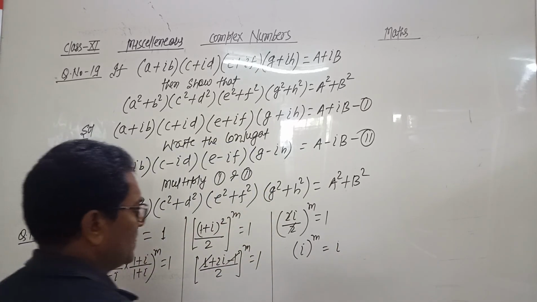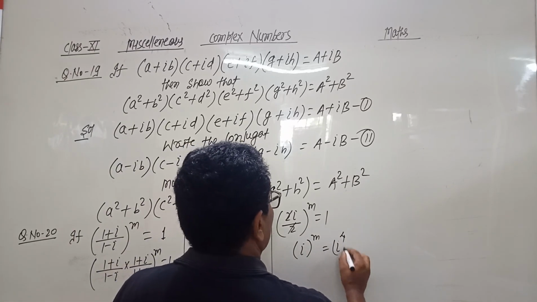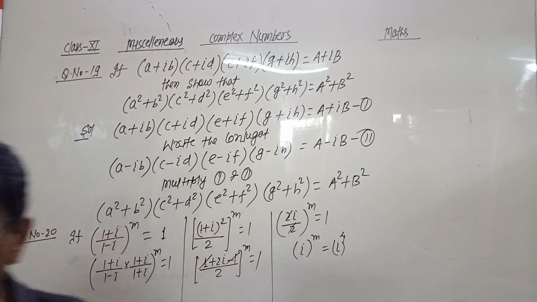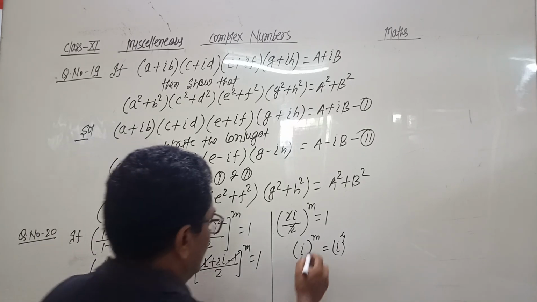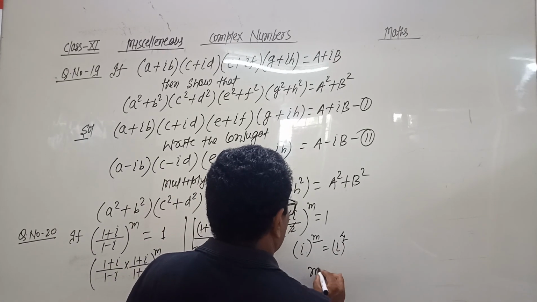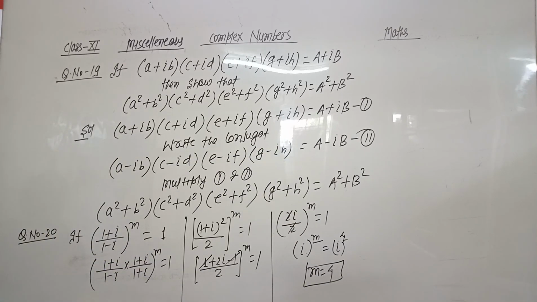And 1 can be written as iota raised to the power 4, because iota square is minus 1, and again iota square is minus 1, minus minus plus 1, and we get the value. Comparing, the value comes to be m equals 4. So the result is m equals 4, and we had to find the least integral value of m, so m equals 4. This chapter has been finished. In the next video we will discuss a few extra questions based on complex numbers.